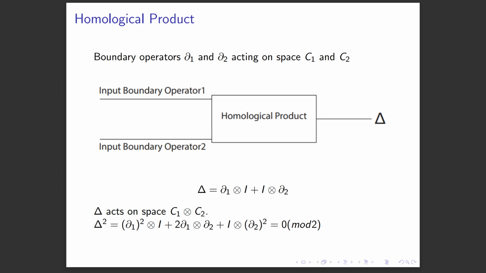The homological product is an operation that takes two boundary operators as input. Let's say boundary operators dou1 and dou2 acting on spaces c1 and c2 respectively, and it outputs a new boundary operator delta, which is given by the equation below. So delta acts on the space c1 tensor product c2. We can see that delta square is also 0, which states that delta is indeed a boundary operator.